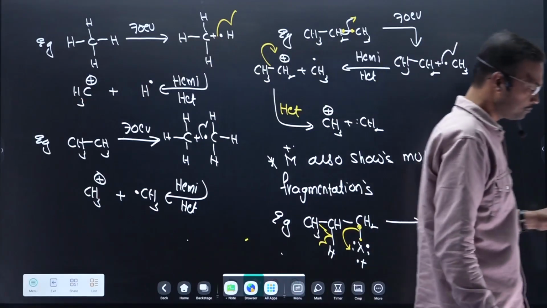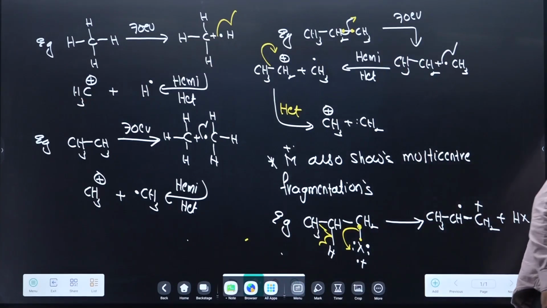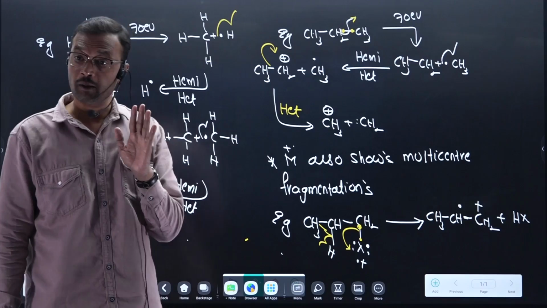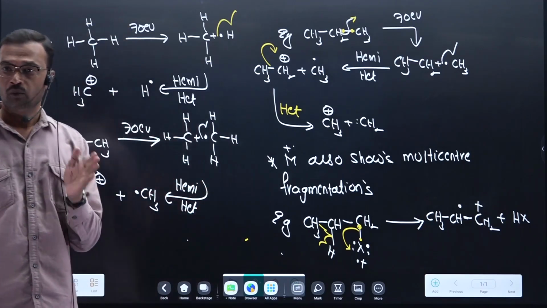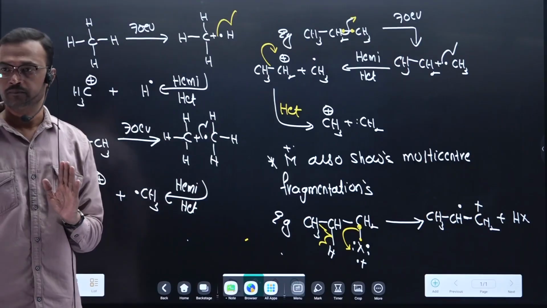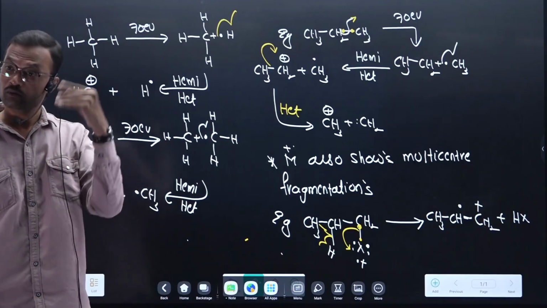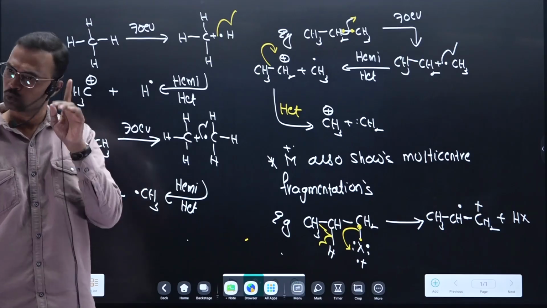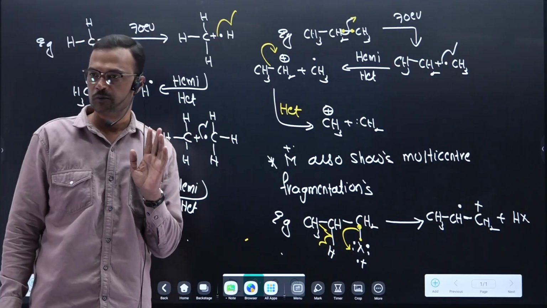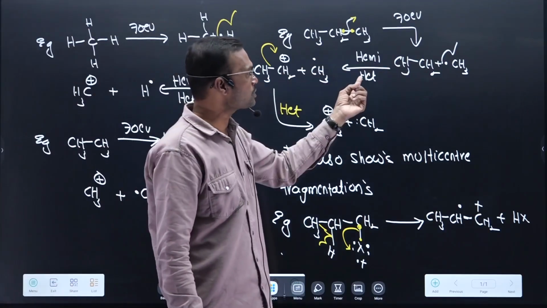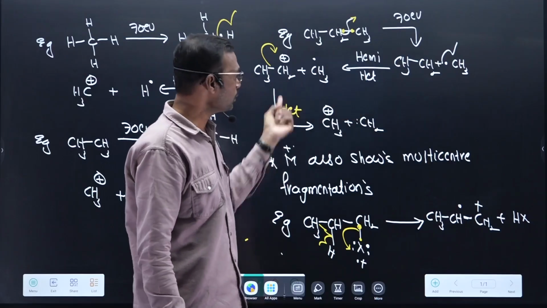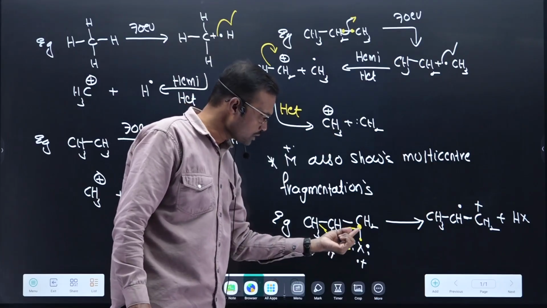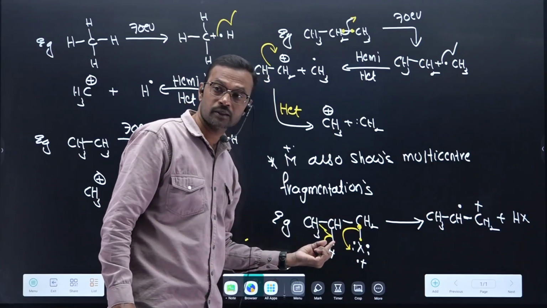Only 3 fissions are there. Remember, only 3 fissions are there. But the 3 fissions may be applicable individually, or may be applicable at a time. In one molecule, more than one homolysis is possible. In one molecule, more than one time homolysis, more than one time heterolysis is possible. Don't think that only one time homolysis, only one time heterolysis is possible. See, from here to here, how many times did I do heterolysis? Only one time. From here to here, how many times heterolysis? One time. But see, heterolysis and homolysis take place at a time.